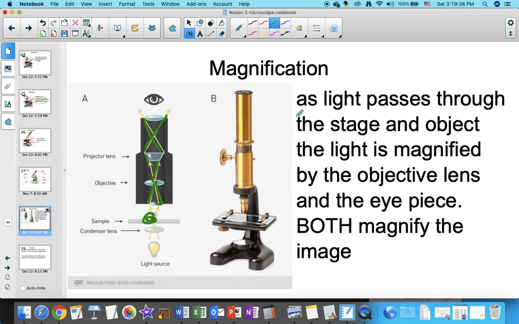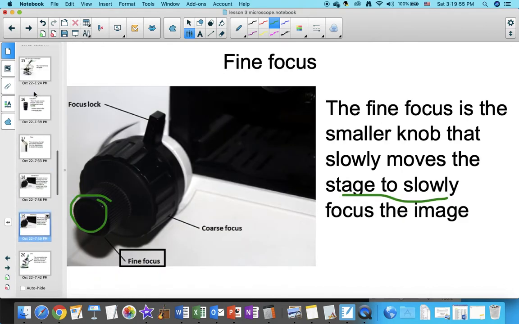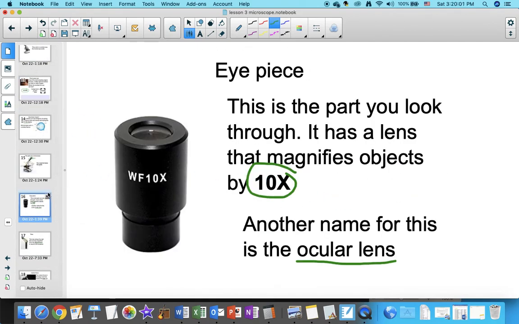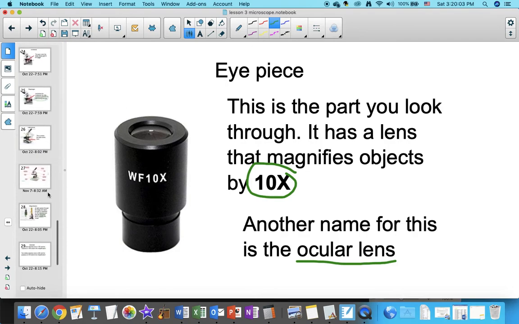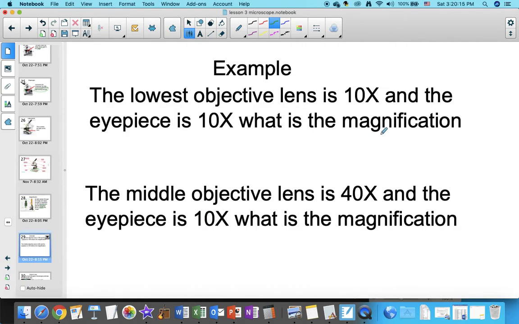So as light passes through the stage and the object, the light is magnified by the objective lens and the eyepiece. So both the eyepiece and the objective lens magnify the image. So if you recall, the eyepiece magnifies the image by 10. So automatically, the image is going to be magnified by 10. Well, depending on the objective lens you use, you will get an extra bit of magnification. So the lowest objective lens is 10 times, and the eyepiece is also 10 times.